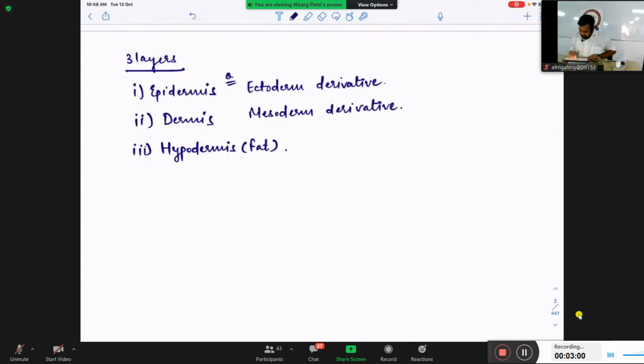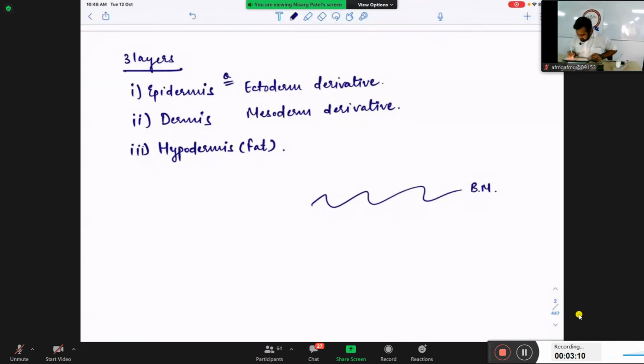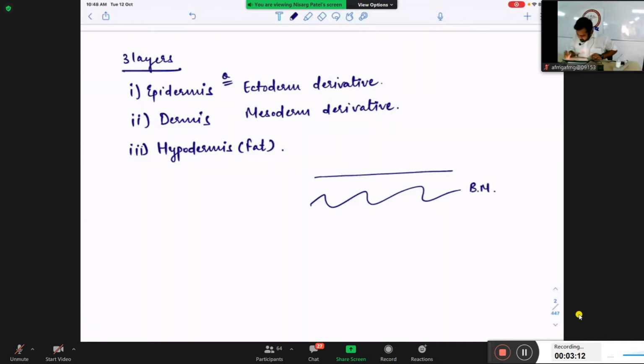Okay, so let's see. This is my basement membrane. On my basement membrane, this is the layer of the epidermis, and this is the dermis.